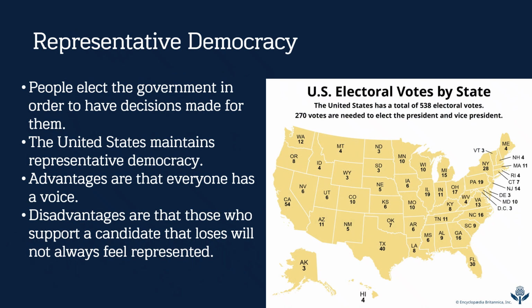In a representative democracy, people elect the government in order to have decisions made for them. And so the United States maintains this representative democracy, also known as a republic. The advantages are that everyone gets a voice because you're electing someone to represent your will in Congress and the seats of power. The disadvantage is, though, that those who support a candidate that loses feel that they might not be represented because the winning candidate is going to represent the will of the winning party.